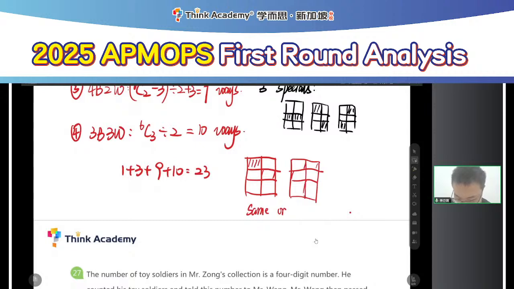But then what about this one? Yeah, I mean this one. Yeah, the example should go like this.